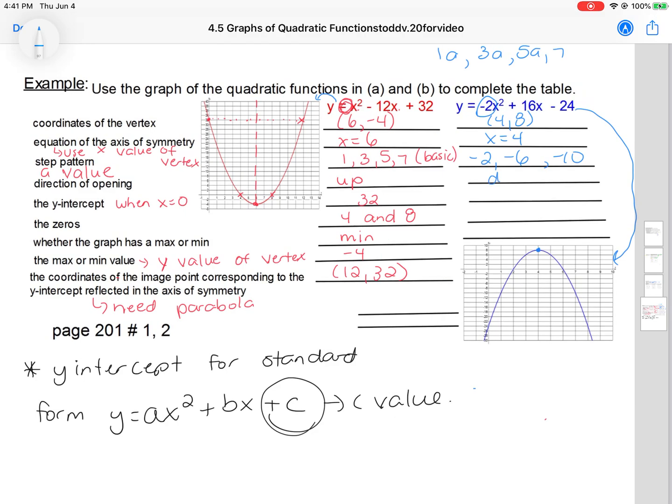It obviously is opening down. You can see that in the parabola, but you can also see it in the -2. The negative means it opens down. So now the y-intercept is -24. I looked at the c value here, but you can also check out here where it crosses the y-axis. And the zeros are where it crosses the x-axis at 2 and 6.